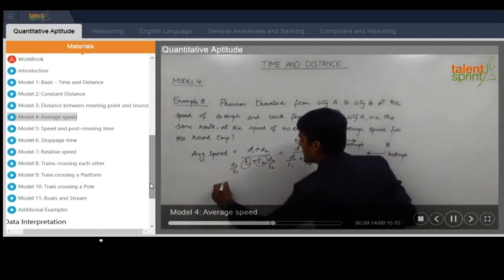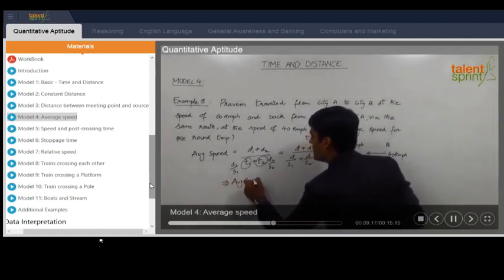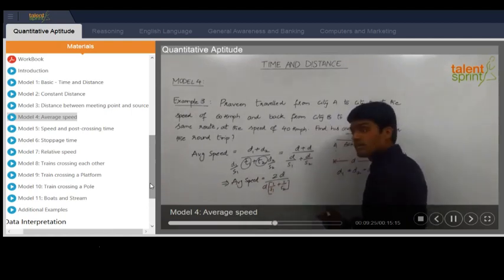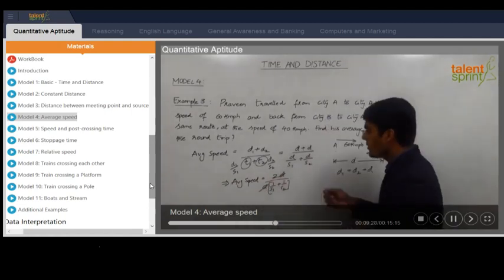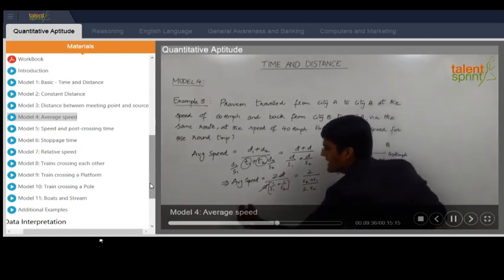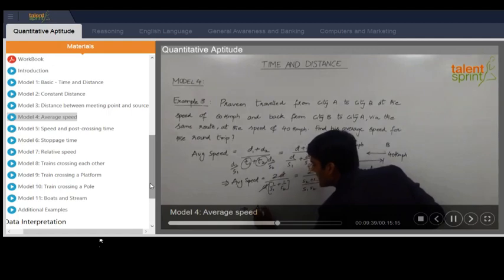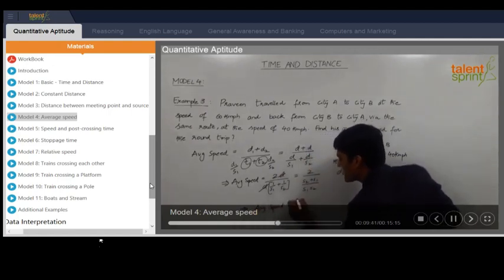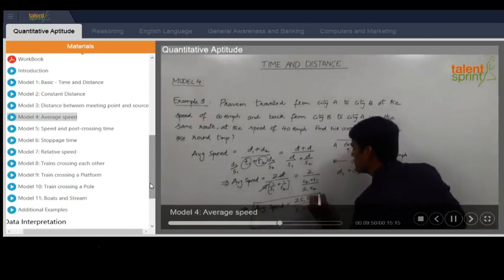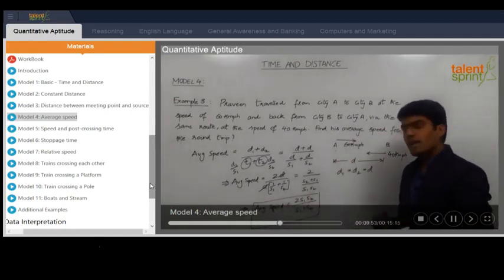If we simplify this, we can say that average speed will be equal to d plus d, that is 2d by, if we take d common here, we get 1 by s1 plus 1 by s2. So d and d get cancelled, and now we can simplify this as 2 divided by, if we take s1 s2 as the LCM, we get s2 plus s1. So from this, we can say that the average speed now can be taken as 2 s1 s2 divided by s1 plus s2. Why? Because s1 s2 goes in the numerator. So here, the average speed is equal to 2 into s1 into s2 divided by s1 plus s2.